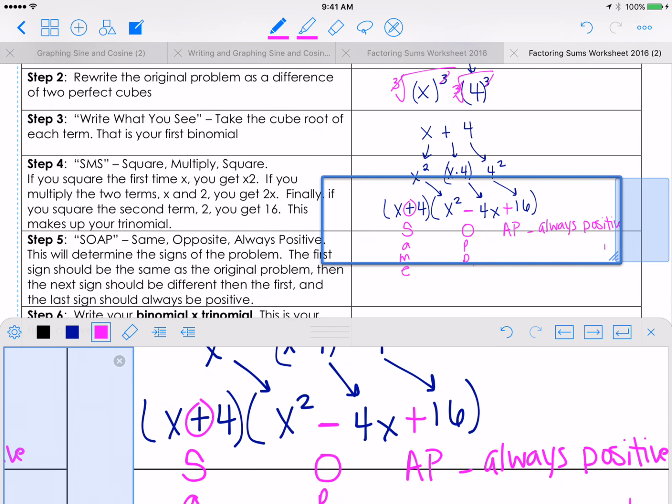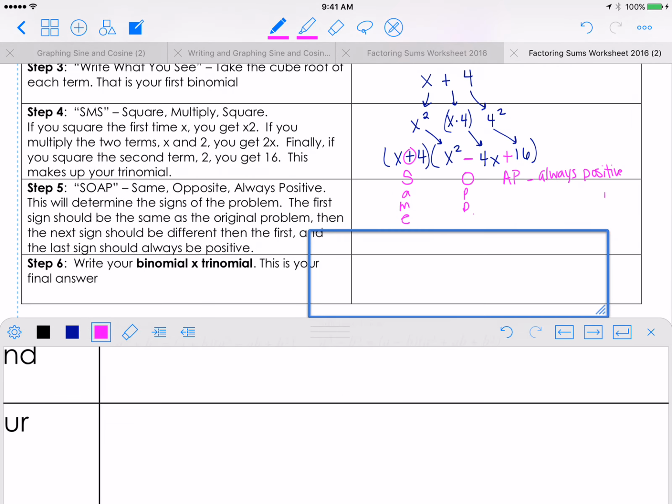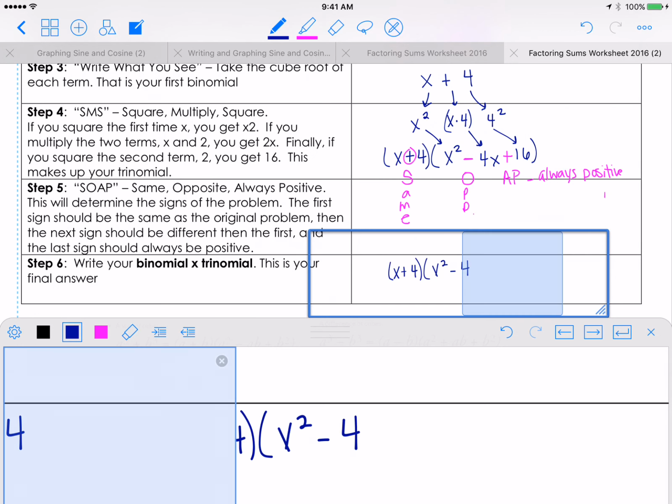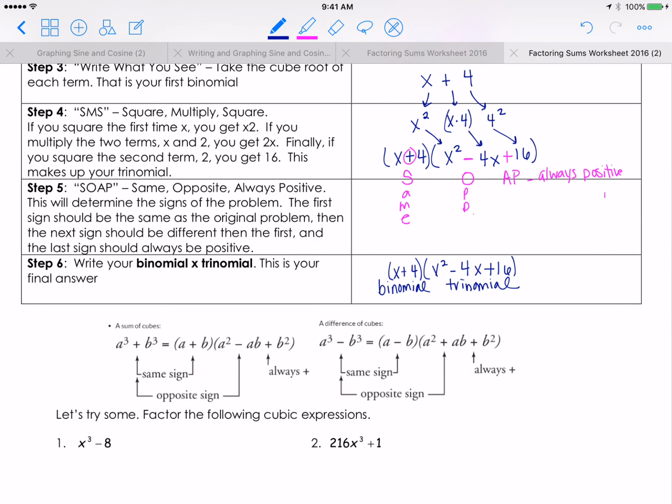So that is how we factor our cubic. So we have x plus 4, and then we have x squared minus 4x plus 16. Notice we have a binomial times a trinomial. And that's what we're going to get at the end. Okay, so let's do a couple more together. So at the bottom here, the sum of cubes and a difference of cubes.